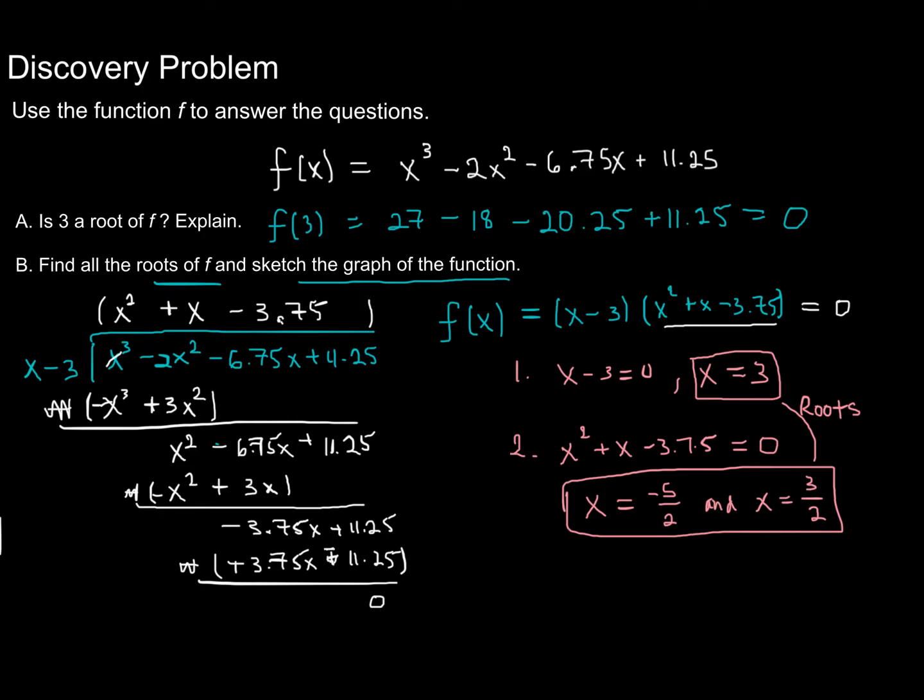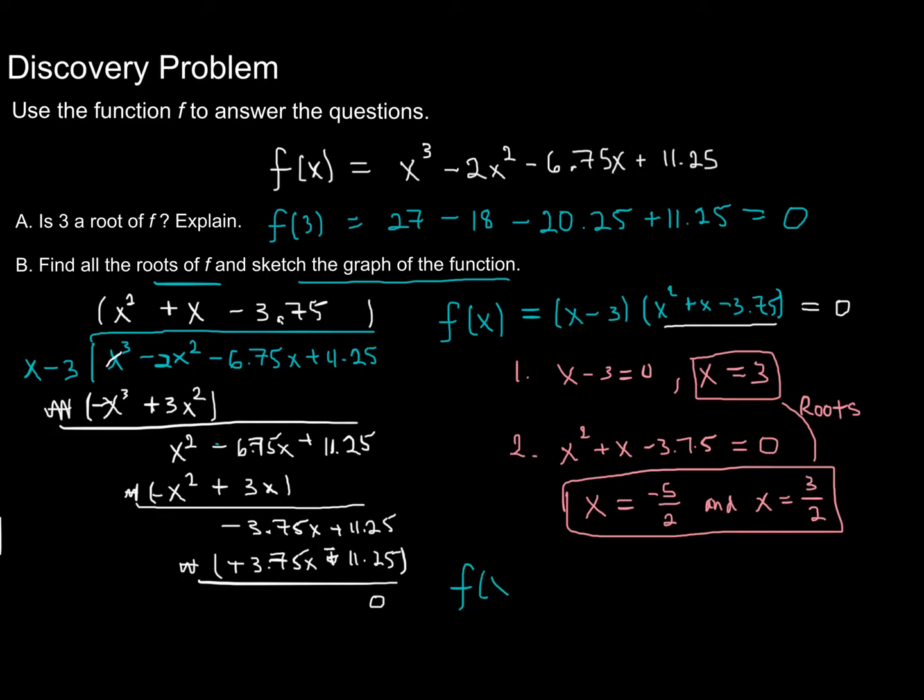Using the quadratic formula, we get two more roots. They're different. Negative 5 halves, or negative 2.5, and 3 halves, which is 1.5. So now with these three roots, we can go ahead and actually sketch a graph of the function. Before we do that, I want to point out how we can also use each of these roots to write the function in fully factored form. Because now that you know all the roots, you can actually write all of the linear factors.